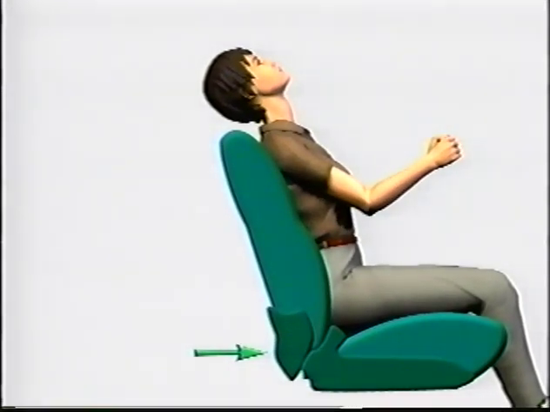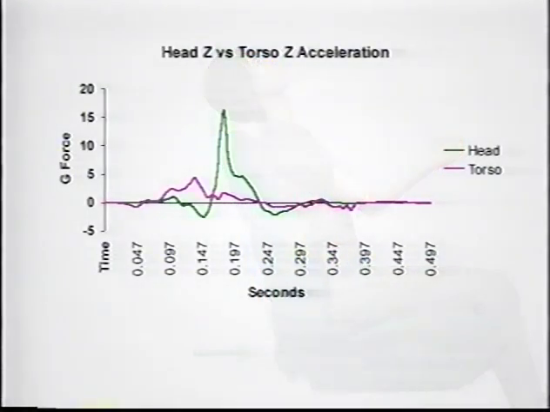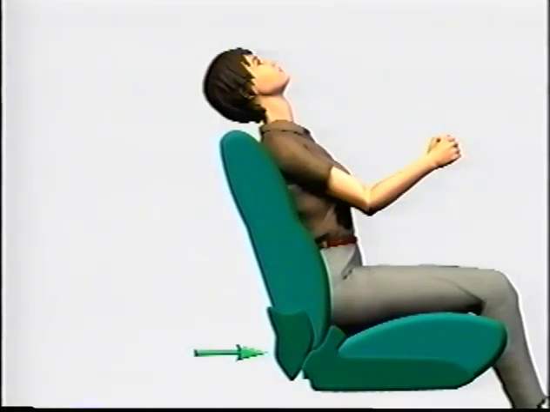At this point, there is a dramatic difference in how the torso and the neck are moving in relation to one another. As we can see in this graph from a crash test of 5 miles per hour, the torso accelerates much earlier than the head. In fact, the torso has mostly stopped accelerating by the time that the head reaches its peak acceleration here.